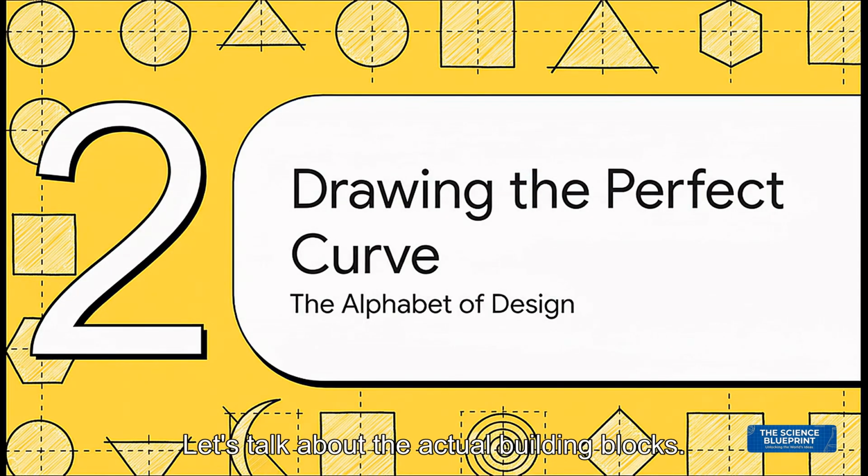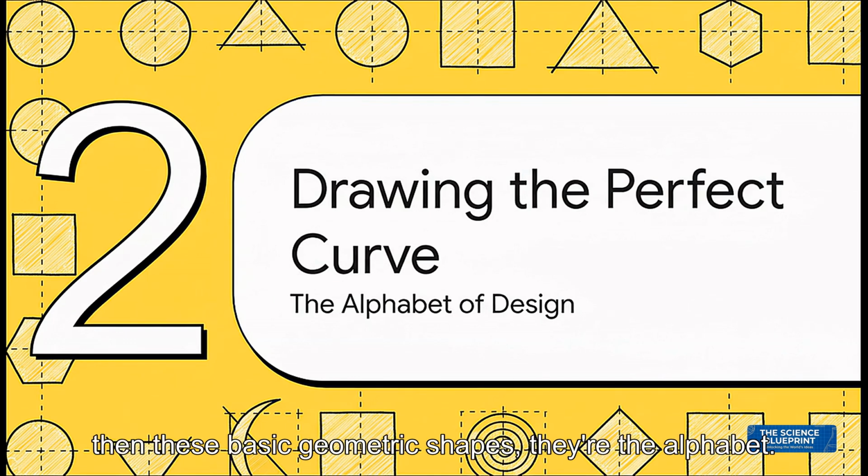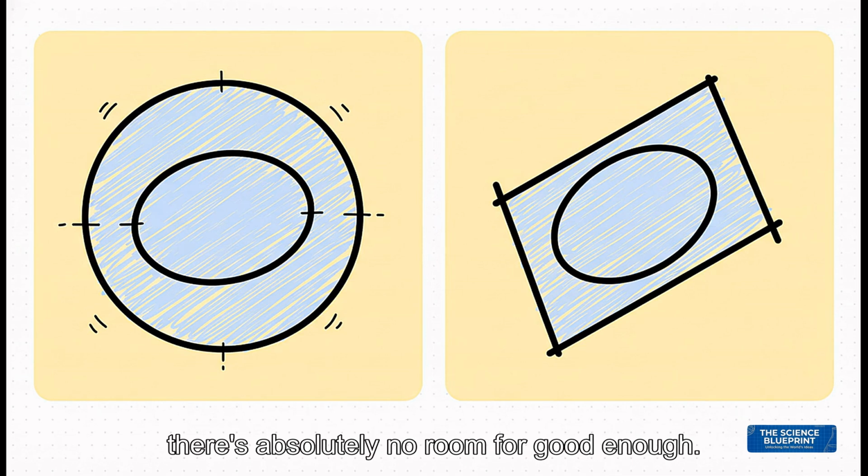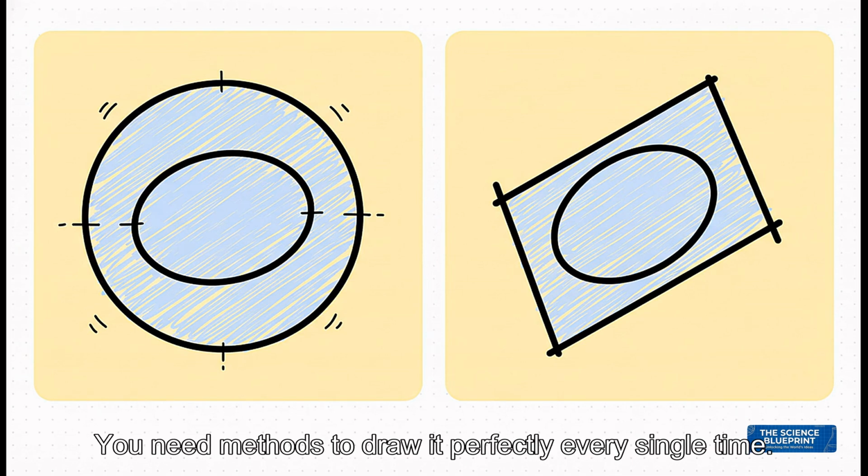Okay, so now we know how to project things. Let's talk about the actual building blocks. Because if technical drawing is a language, then these basic geometric shapes, they're the alphabet. Let's take the ellipse, for example. It looks simple enough, right? An oval. But in technical drawing, there's absolutely no room for good enough. You need methods to draw it perfectly, every single time.